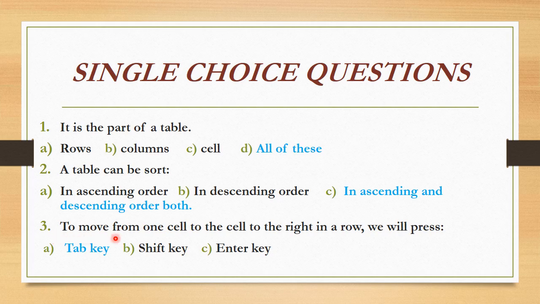Next question. To move from one cell to the right in a row, we will press: first option, tab key; second option, shift key; and third option, enter key. So which is the correct one? Tab key. To move from one cell to the right in a row, we have to press the tab key. So the correct answer is the tab key. Okay.